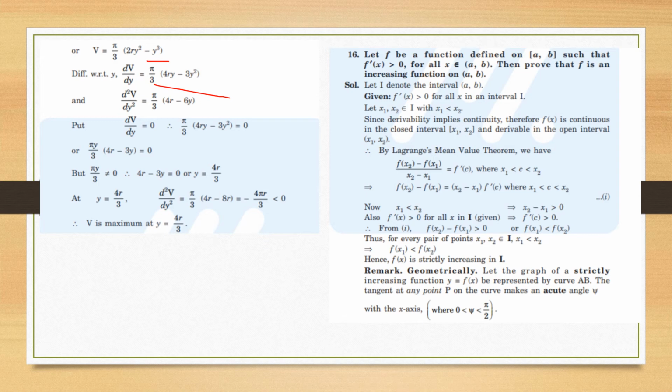Then dV by dy, the second derivative, the critical point is 4r by 3. This turns out to be negative. Volume is maximum when y is 4r by 3.